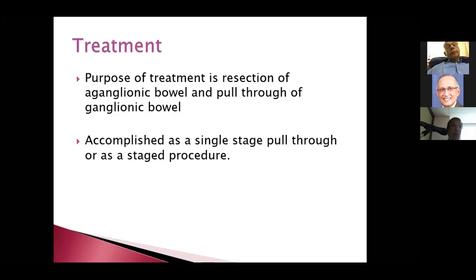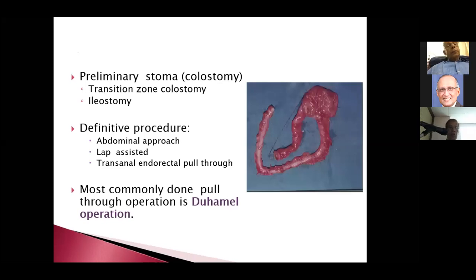And this is accomplished by either the Duhamel operation, Swenson operation, or Soave operation. These are the three pull through techniques: Duhamel, Soave, Swenson. And another one is the transanal endorectal pull through. The most commonly done operation is the Duhamel operation, and another one is the transanal endorectal pull through. Nowadays, a lap-assisted pull through also is being done.